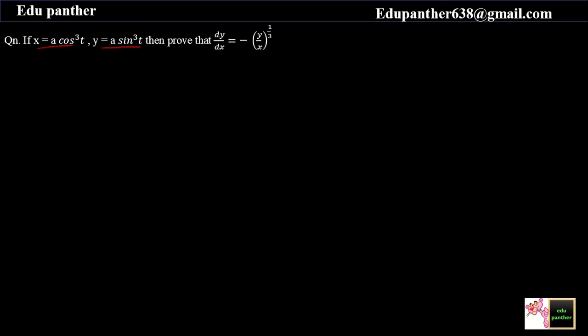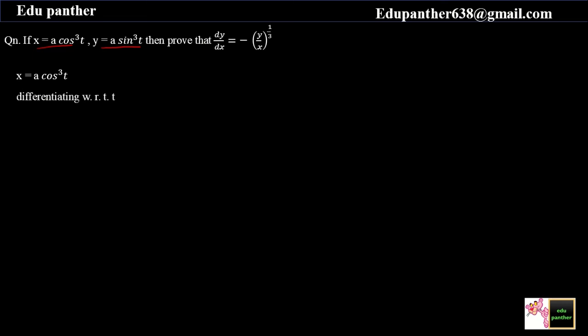That means it's a parametric equation, so we have to use the formula for parametric equations. So we'll start with x. x is a cos cube t. Now there is no need to simplify because we cannot simplify it further, so we'll directly start with the differentiation.